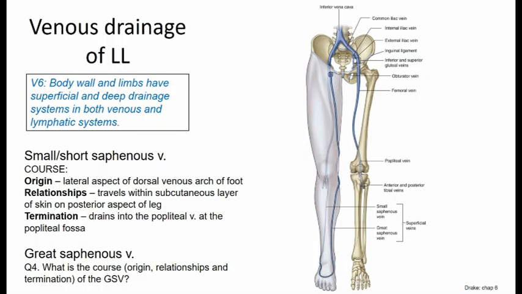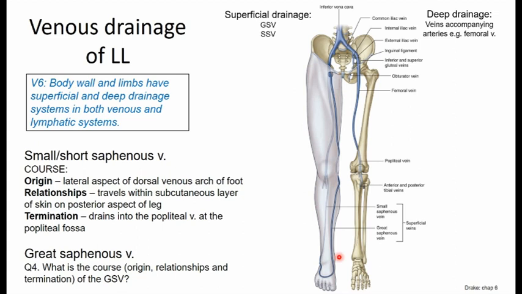The venous drainage of the lower limb can be divided into two, and this is based on principle V6 that tells us that body wall and limbs have superficial and deep drainage systems in both the venous and lymphatic systems. So we will have superficial veins and deep veins. The deep veins are shown here in this left lower limb. Deep veins accompany arteries, so these veins are named based on the artery that they're travelling with.